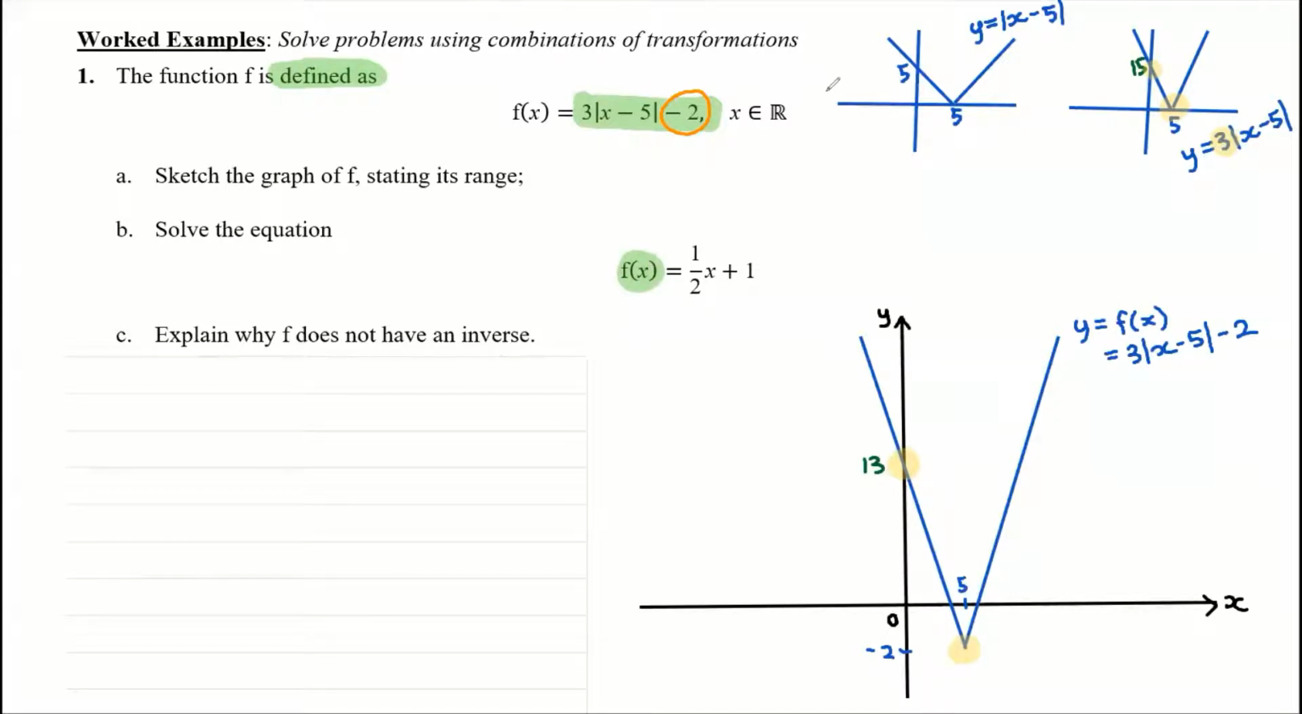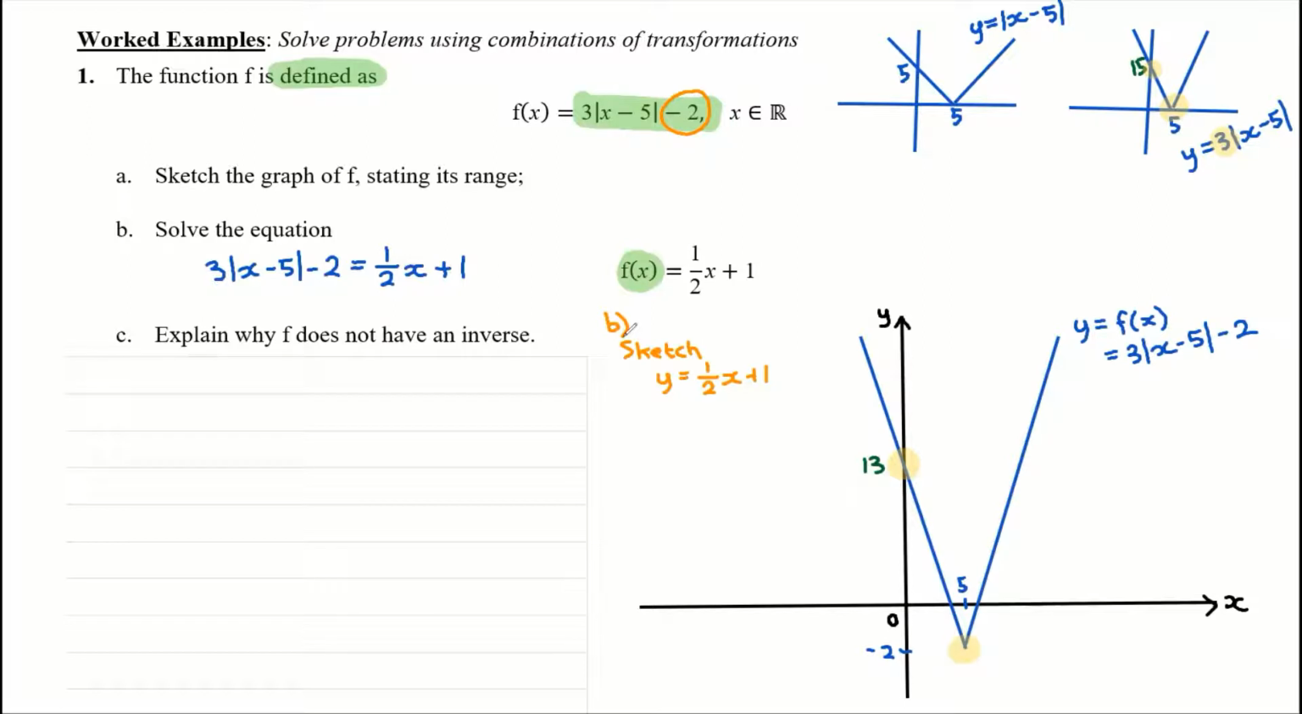So we'll write the first step right here. So this is basically saying 3 modulus of x subtract 5 subtract 2 is equal to 1/2 x plus 1. We've got to solve that, and we've got a sketch waiting to be used. So let's have a think at what 1/2 x plus 1 would look like. So if I sketch that graph on here, so I'm going to sketch y is equal to 1/2 x plus 1, and this is for part B, of course.